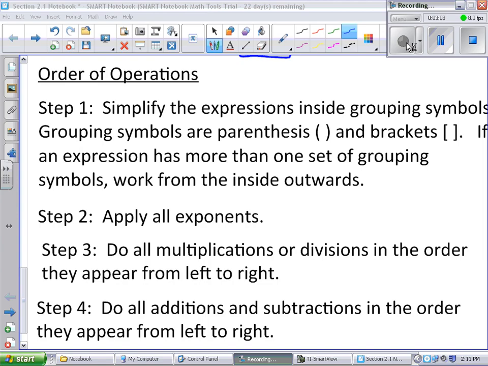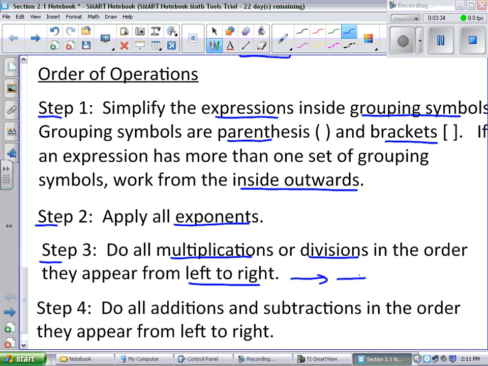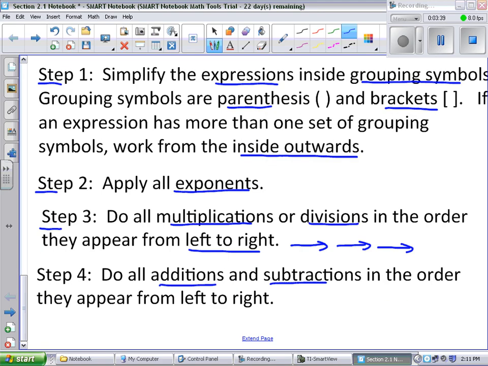Rules of order of operations. Step 1. Simplify the expressions inside the grouping symbols. Grouping symbols are parentheses and brackets. If an expression has more than one set of grouping symbols, work from the inside outwards. Step 2, apply all exponents. Step 3, do all the multiplication or division in the order it occurs, working from left to the right. Step 4, do all the addition and subtraction in the order it appears, working from left to the right.